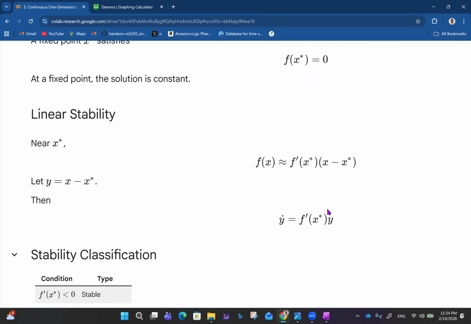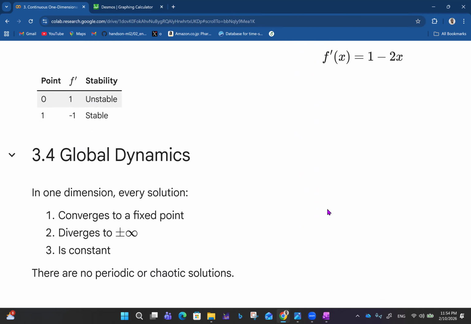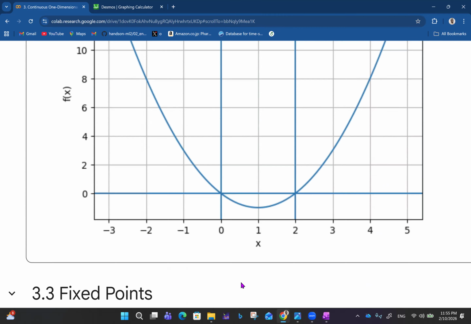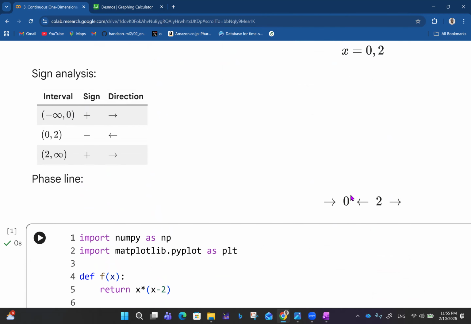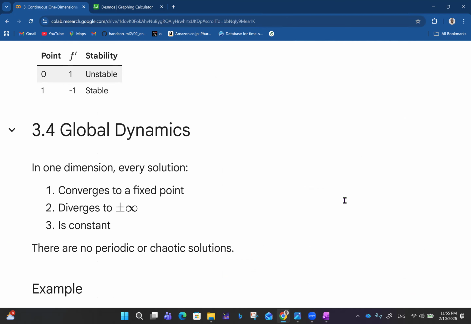That's talking about stability. Then we can talk about global dynamics now. Once you get stability at the global level, it means that you don't have to worry about the local dynamics in most cases. In one dimension, every solution converges to a fixed point, or diverges to plus or minus infinity, or is constant. And there are no periodic or chaotic solutions. Just like we see here now, the global dynamics here is pointing towards 0, as you can see, because everything is pointing towards that 0. Then the other ones are pointing away from it. So that's the idea of global dynamics.